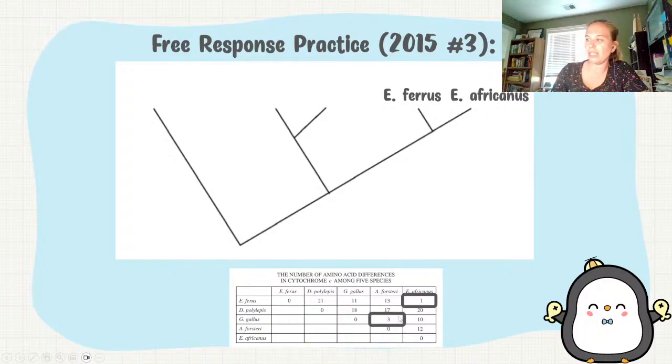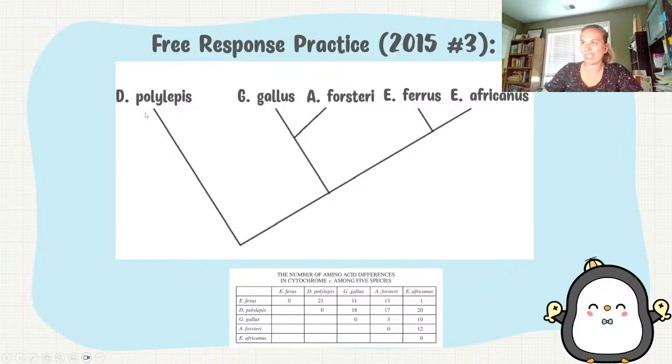And if I look here, I see there are 3 differences between A. forsteri and G. gallus. P.S. G. gallus is a chicken and A. forsteri is a penguin. Shh, it's okay, no worries. So we put those together because they have 3 amino acid differences. And then the one that doesn't share any of them, as you notice here, was D. It has 21, 18, 17, and 20. So we know that one's going to be the last one.